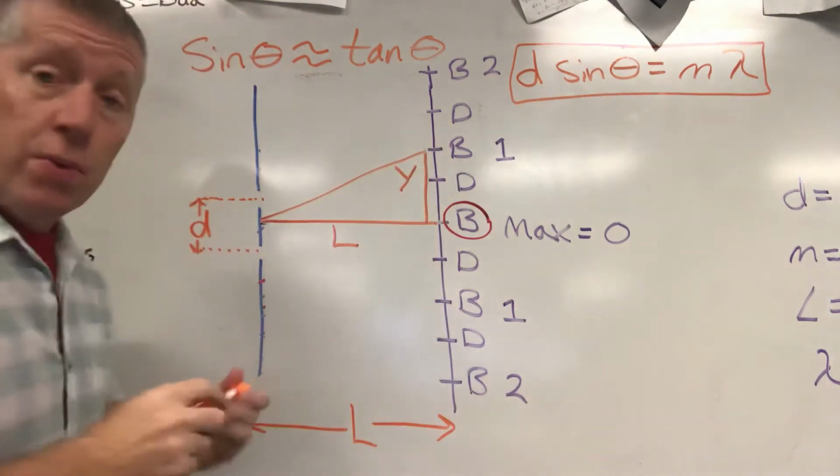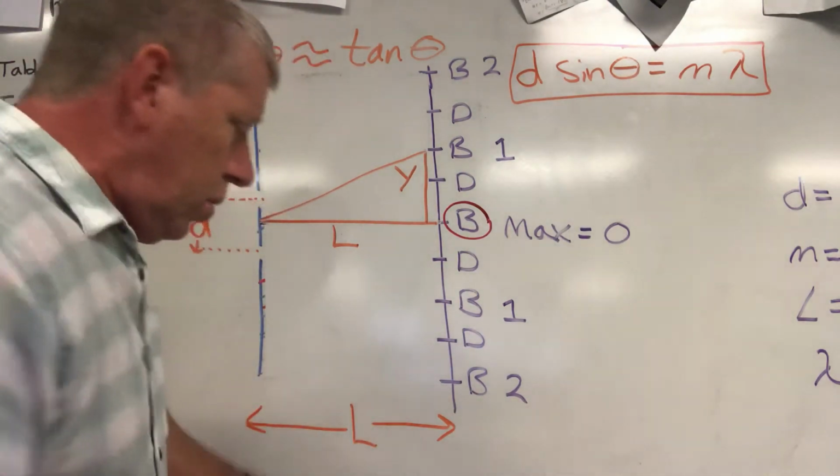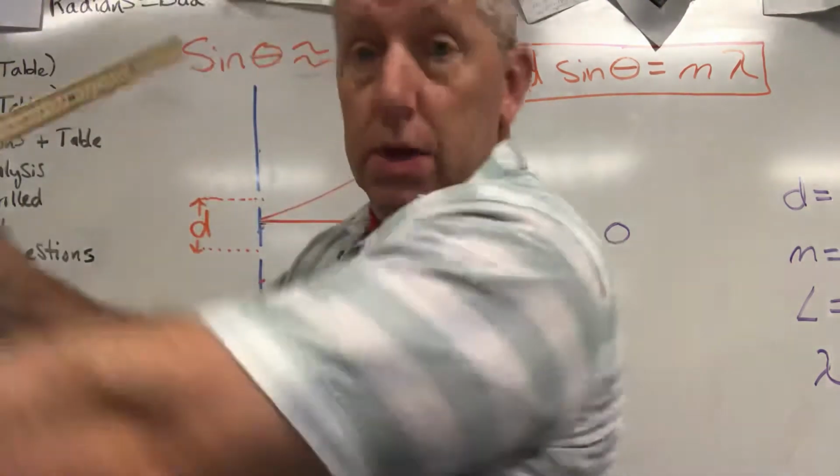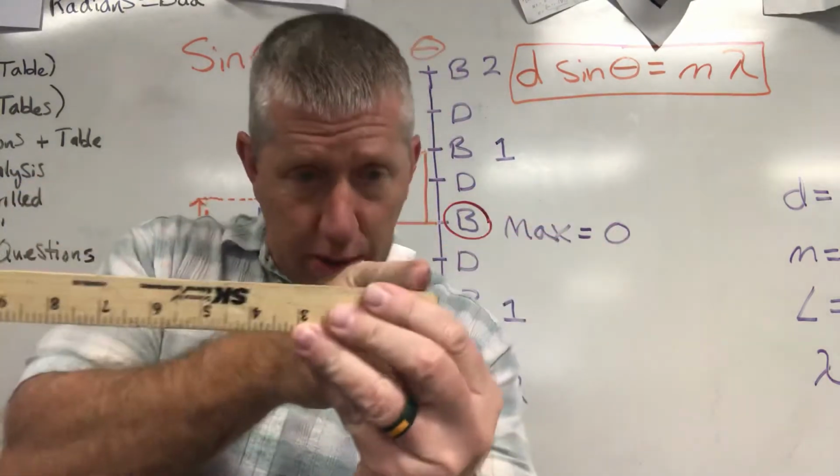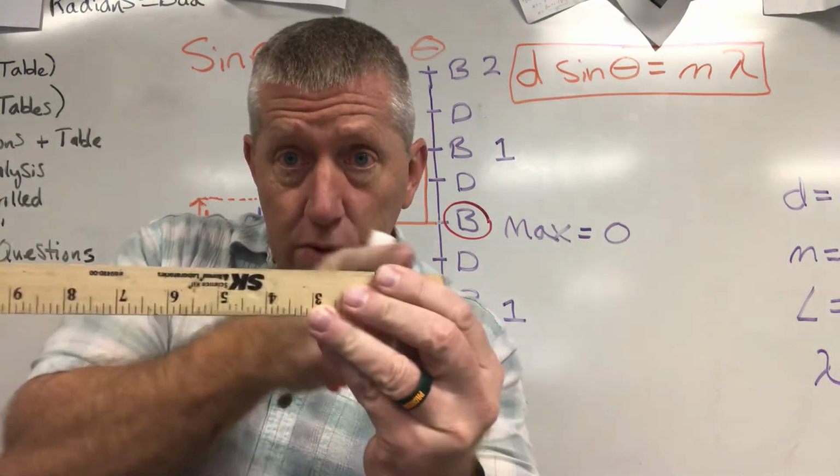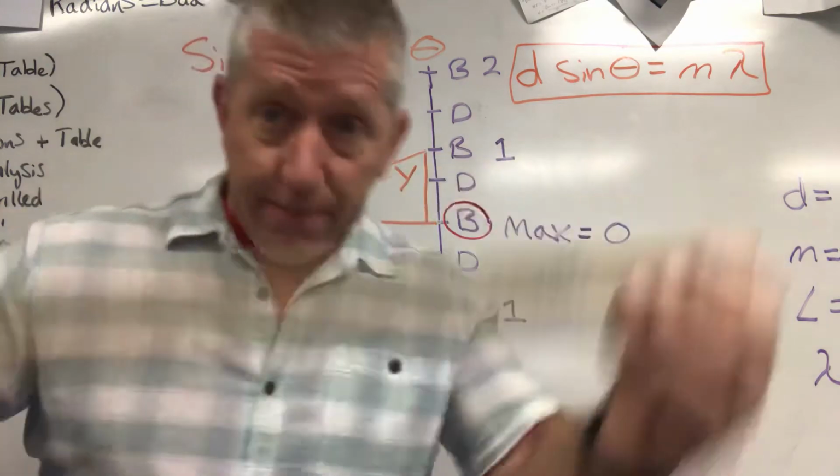And that's what we can measure. We can physically measure that. If we had a ruler or a meter stick and I went over to that thing on the wall, we could have physically measured the distance between those two bright spots. Okay, physically we can do that.